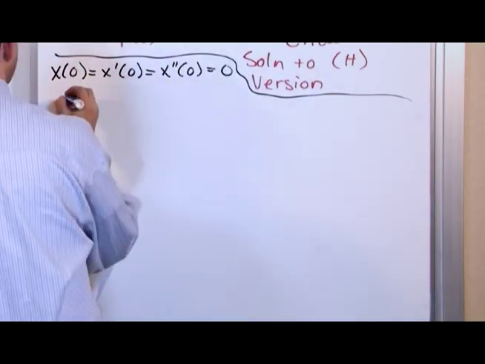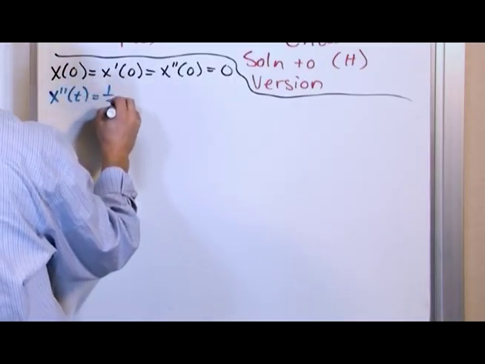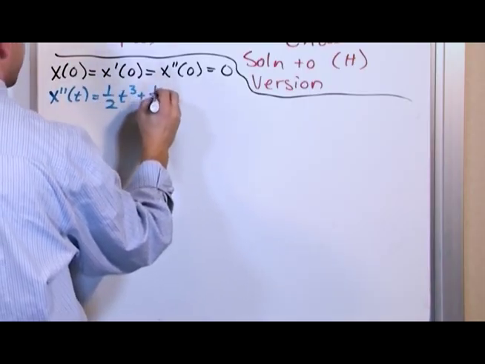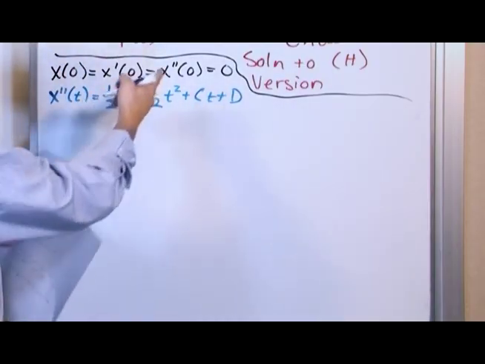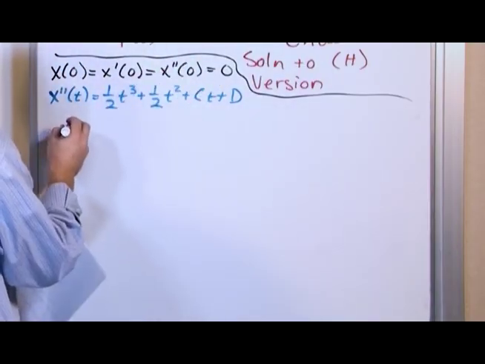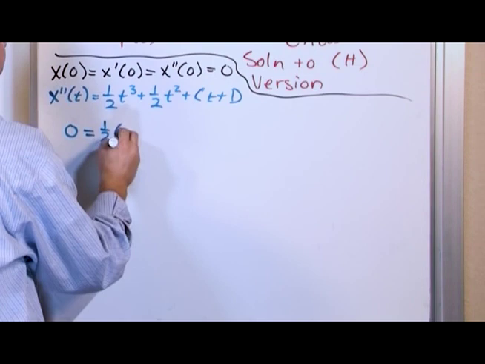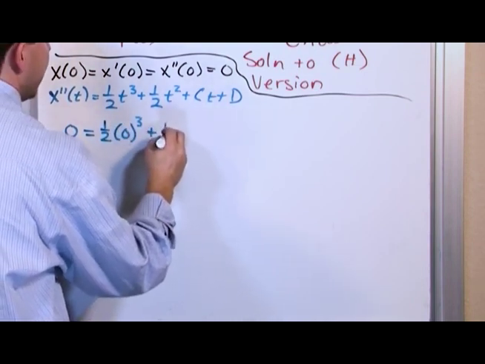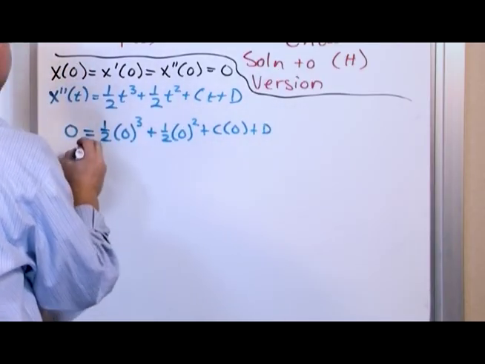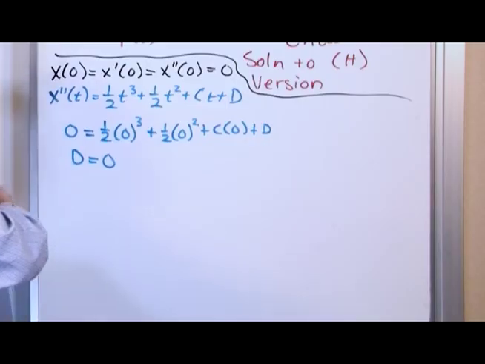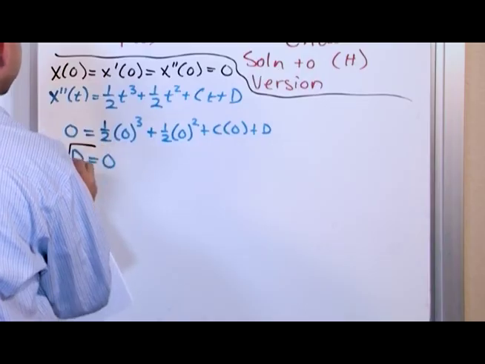Let me write x double prime down, just so we're all on the same page. X double prime of t is equal to 1/2 t cubed plus 1/2 t squared plus c times t plus d. And what we need to do is plug in this initial condition here. So at time 0, x double prime is equal to 0. So this will be 1/2 times 0 cubed plus 1/2 times 0 squared plus c times 0 plus d. So d is equal to 0. So one of our constants of integration for these initial conditions is d equal to 0. So that's important.